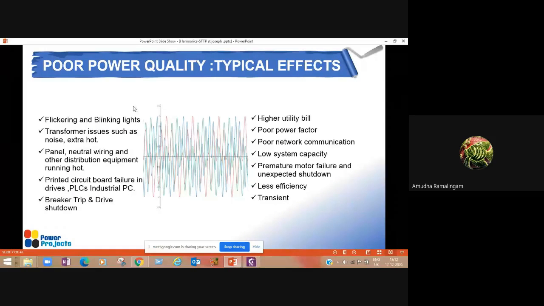Some typical effects we can see are flickering and blinking lights. We could have seen these in our houses. All of these are because of power quality issues, that is, when the power quality is not maintained.